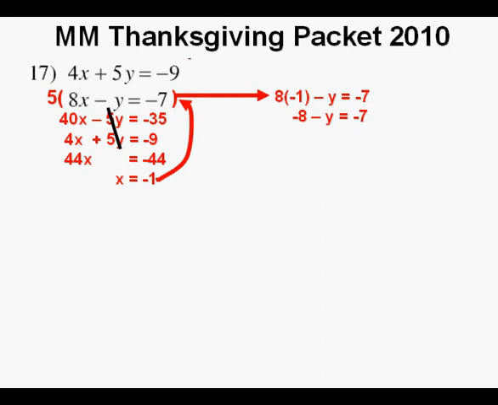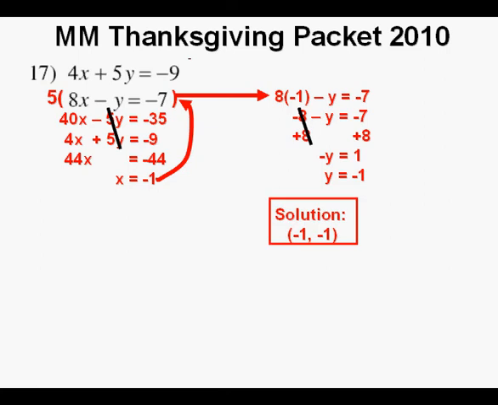That gives us negative 8 minus y equals negative 7. We'll add 8 to both sides of the equation. Negative 8 plus 8 cancel on the left side, so we're left with negative y equals 1. So dividing by negative 1 to solve for y, y equals 1 divided by negative 1, so y equals negative 1. And our solution to this system is negative 1 comma negative 1.